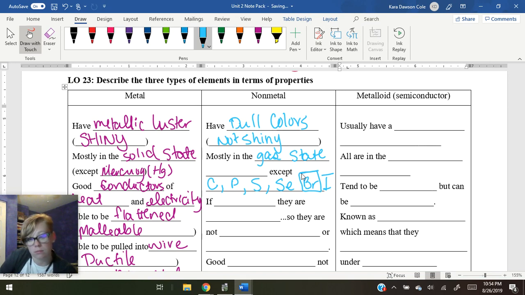Now, bromine is the only other liquid on the periodic table. The other liquid being mercury. Mercury is a liquid, and bromine is the only other liquid that's on the periodic table. Everything else is either solid or gas. If they are solid, they are brittle. So they are not malleable or ductile.